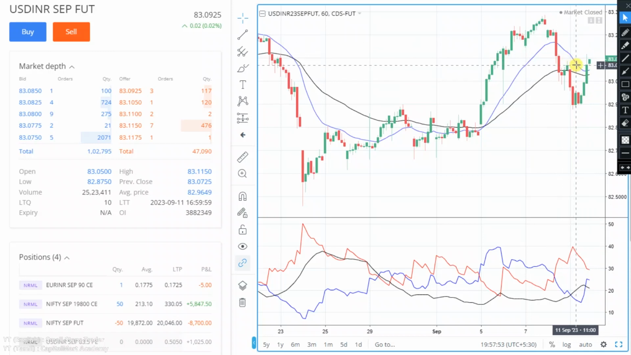So it may go till 83.20 or this level. It has to break this zone, then it will go to 83.50. Else it will come down again.